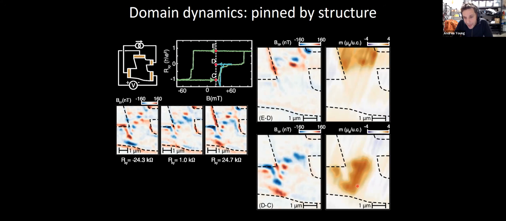And you can see that about half the sample has flipped. This orange blob is the domain that has flipped between these two. This orange blob is the domain that then flips to get you to E. An interesting fact, which we discovered over many, many attempts and many broken tips and many broken wires in doing this, is that every time we cool down the sample, this domain pinning stays in the same place.